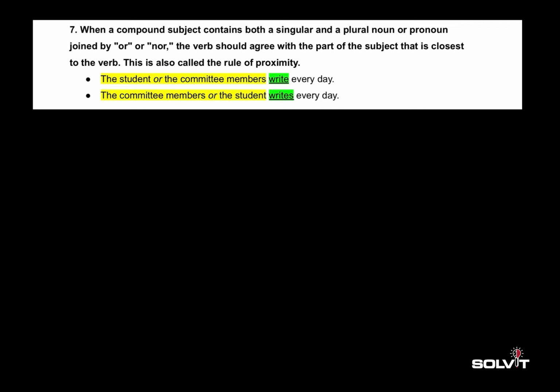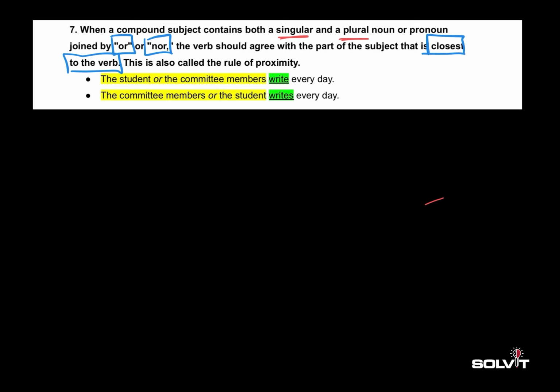Okay, but in this one, we're saying that there are two subjects in the sentence, but one of them is singular and one of them is plural. Okay, so let's read the rule once. It says when a compound subject contains both a singular and a plural noun or pronoun joined by or or nor, the verb should agree with the part of the subject that is closest to the verb. This is also called the rule of proximity.